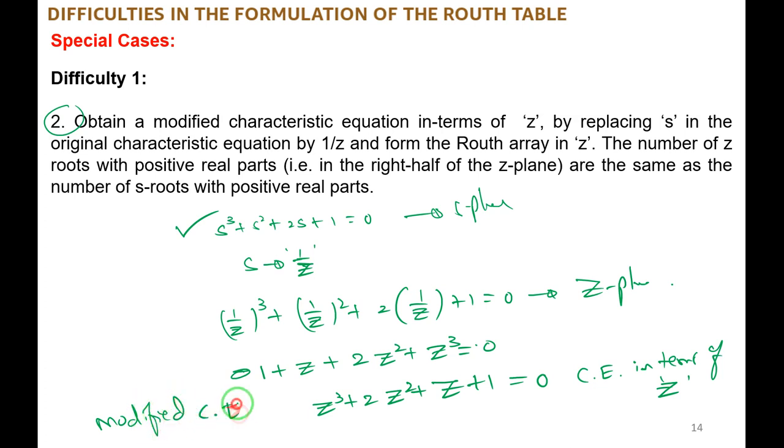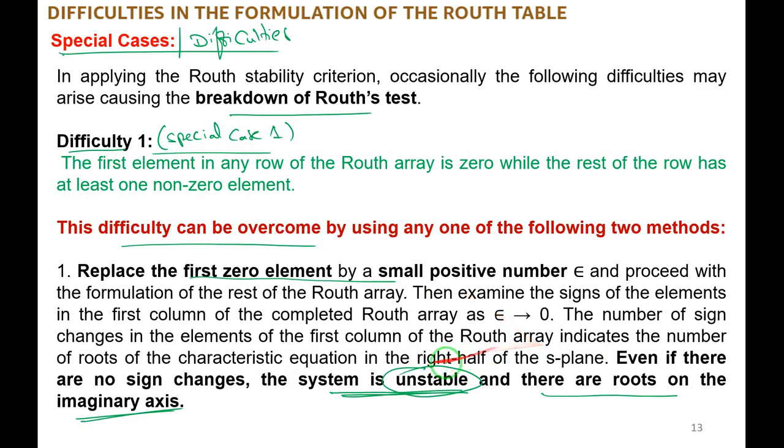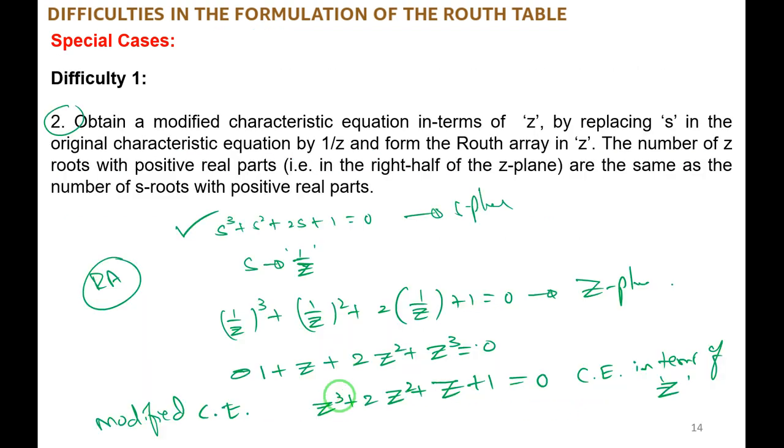So this is the modified characteristic equation: z cube, 2z square, z. And now, whether it is in s or z, we know how to form the Routh array and verify. Form the Routh array or Routh table and observe the first column elements. Once again, this rule applies: even if there are no sign changes, the system is unstable only, and there are roots on the imaginary axis. I hope you understood the rules.